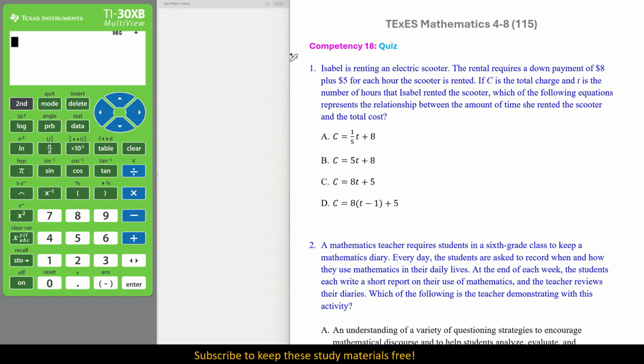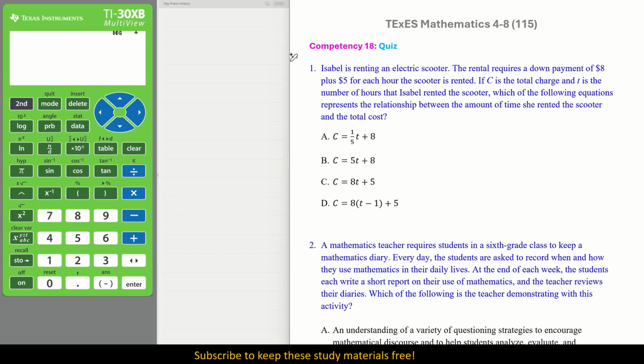Number 1, Isabel is renting an electric scooter. The rental requires a down payment of $8 plus $5 for each hour the scooter is rented. If C is the total cost, or rather T is the total charge, and T is the number of hours that Isabel rented the scooter, which of the following equations represents the relationship between the amount of time she rented the scooter and the total charge?